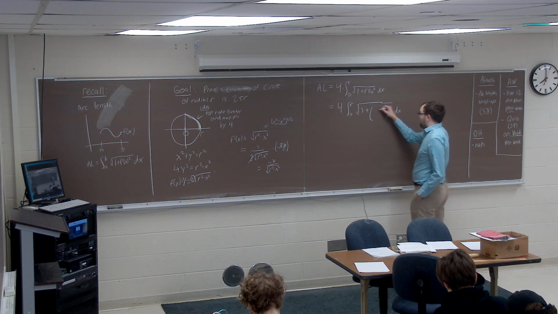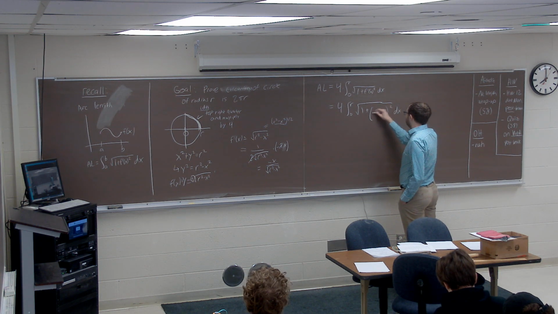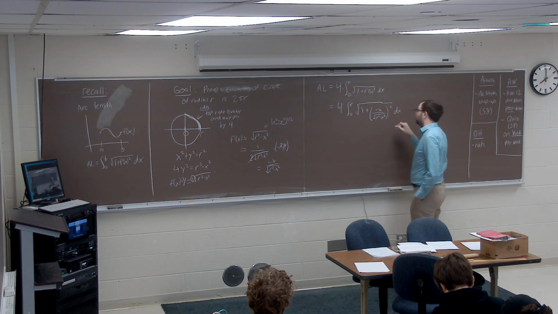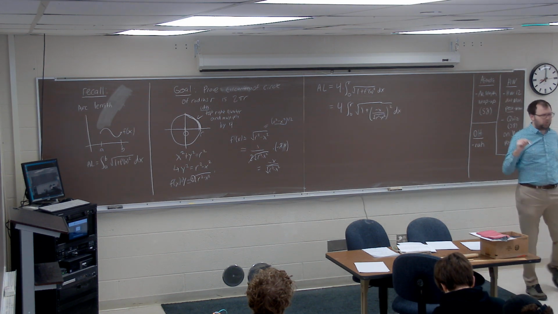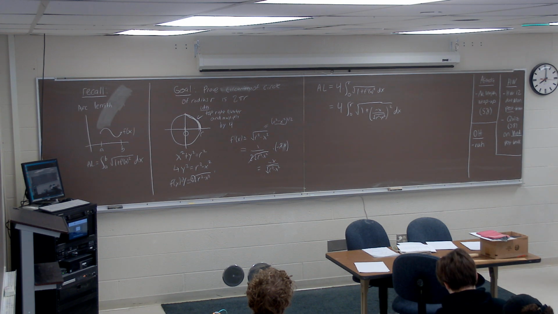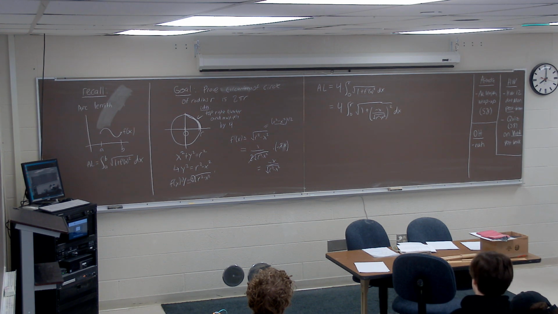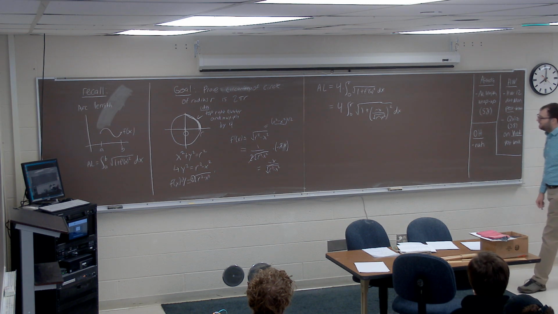So we're going to have the integral from 0 to r of the square root of 1 plus negative x over the square root of r squared minus x squared, quantity squared, plus 1, all multiplied by 4. That sound good to you, Allie? Yeah. All right.